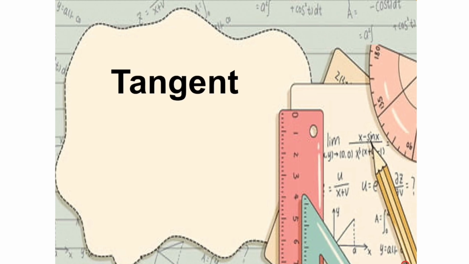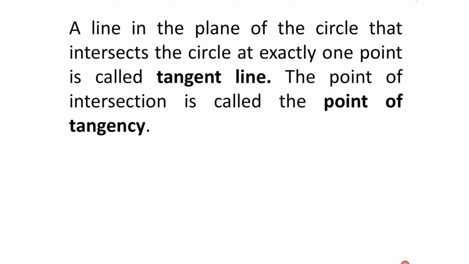So, let's start. The definition of tangent is a line in the plane of the circle that intersects the circle at exactly one point. It's called the tangent line. The point of intersection is called the point of tangency. So, meron tayong example dito.